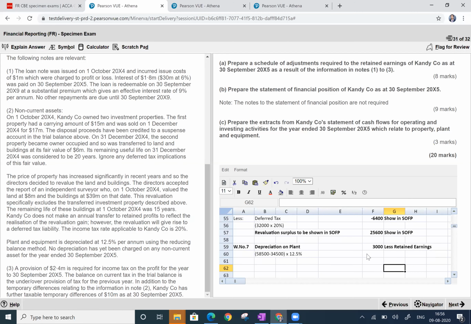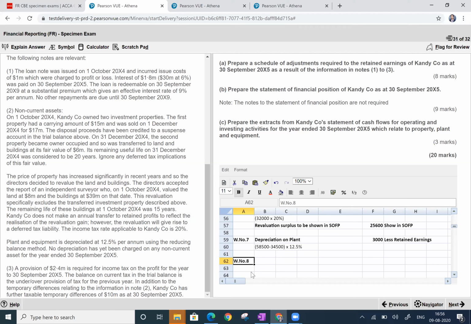The last working. A provision of 2.4 million is required for income tax on profit for the year to 30 September X5. Balance on current tax in trial balance is under or over provision. In addition to the temporary difference relating to information in note 2, Candy Company has a further taxable temporary difference. See, everything is repeated. That is why I told you to practice as many past question papers as possible. It will really increase your chance of passing.